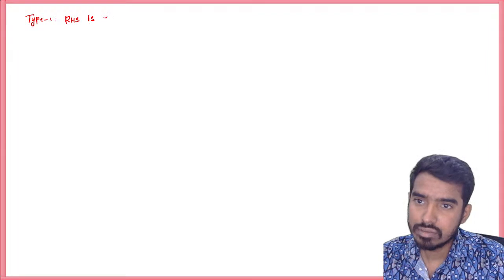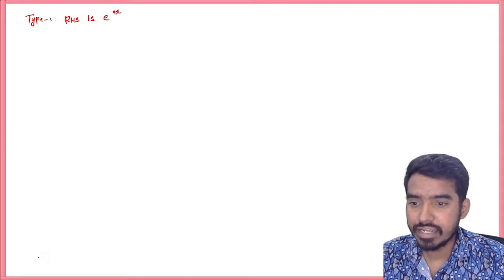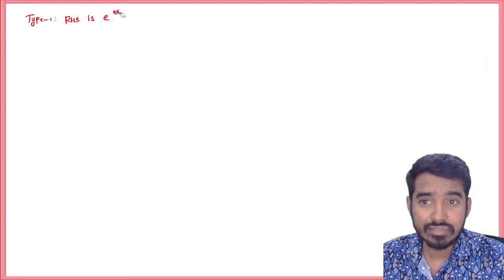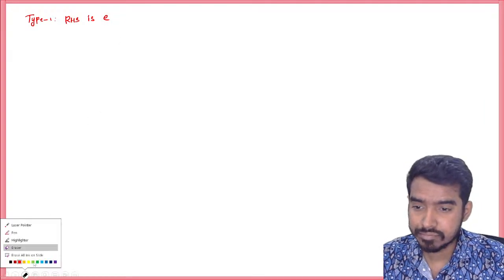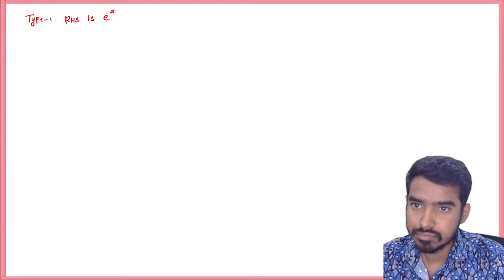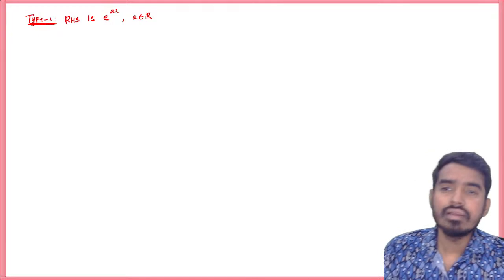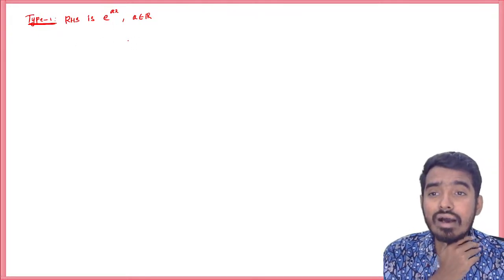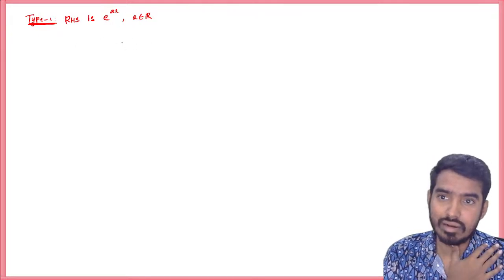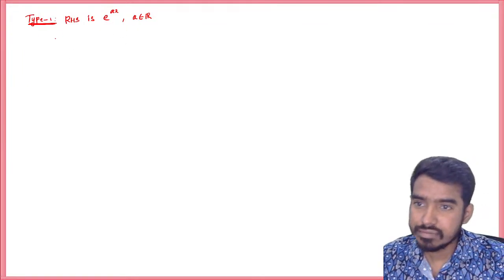RHS is e power ax, right? So that is, your capital X will be of the form e power ax. And this a is a real number. A can be any real number, right? So how to solve this?